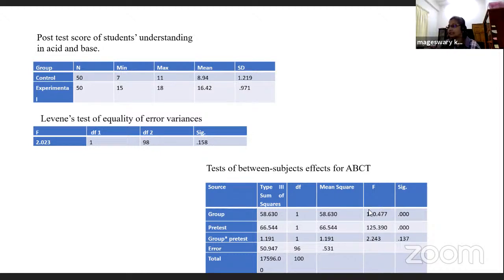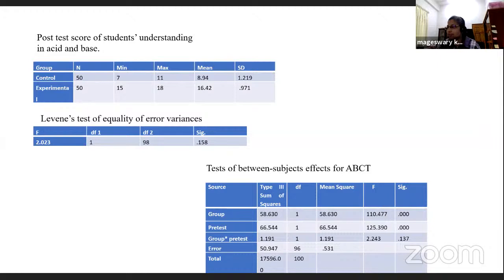After that, I checked the relationship between group and pretest. The correlation between group and pretest is also not significant, 0.137. So it shows that the pretest does not actually correlate with the group.